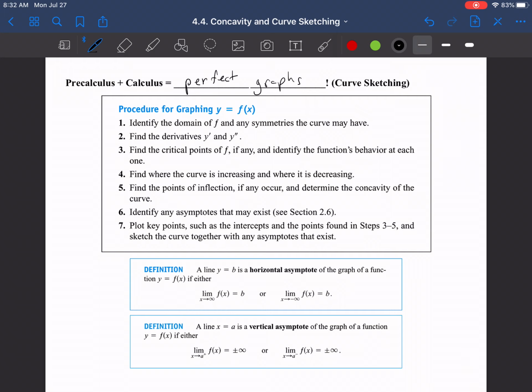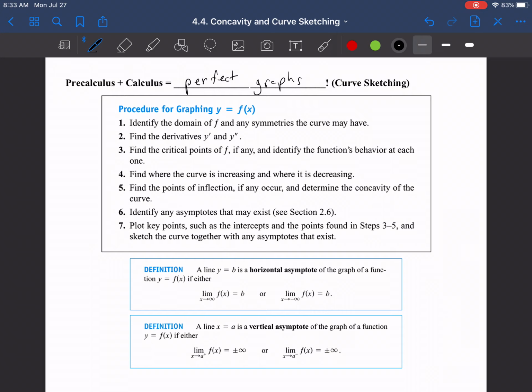You want to find the derivatives, the first derivative and the second derivative. Find critical points of f, if any, and identify the function's behavior at each one. Find where the curve is increasing and where it is decreasing. Find the points of inflection, if any occur, and determine the concavity of the curve. Identify any asymptotes that may exist. You have to go back to section 2.6 for that, and plot key points such as the intercepts and points found in steps 3 through 5. So that's, again, back to pre-calculus.